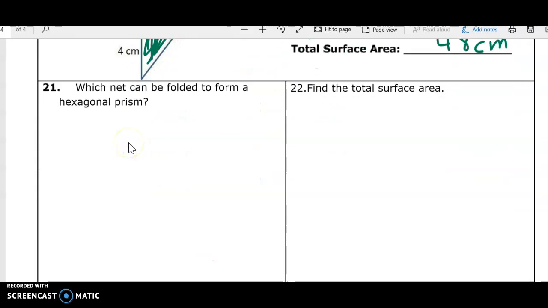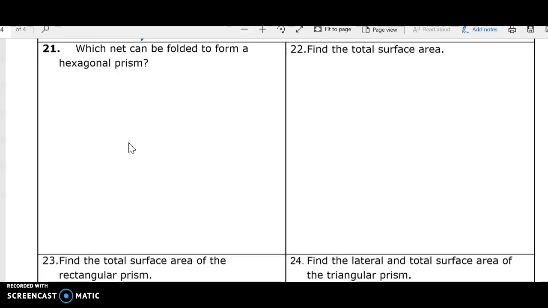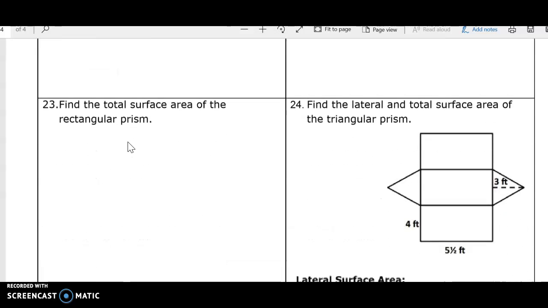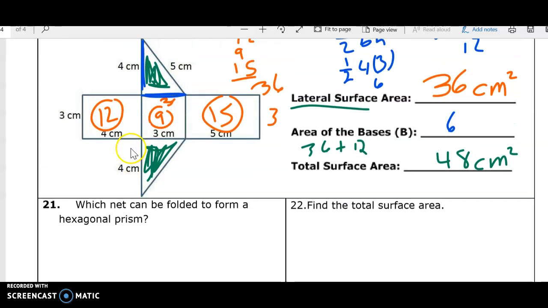The next problem, which net can be folded to form a hexagonal prism. I guess my pictures didn't show up. Let me see if I can do that. All right, we're going to stop the video.